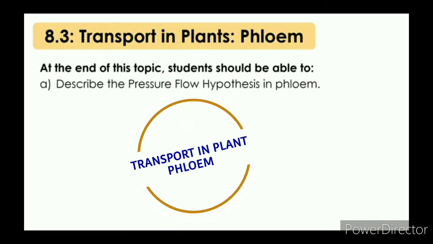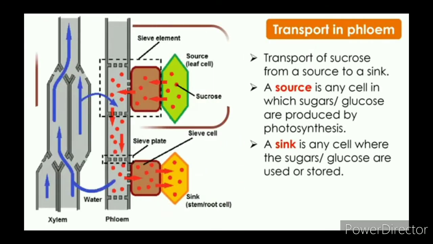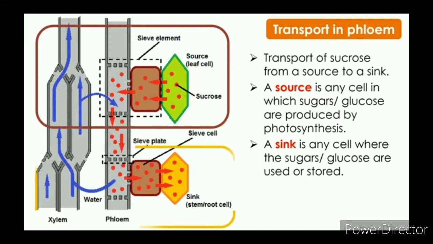One is the transport of the products of photosynthesis inside the phloem. The transport of sugar or sucrose is by the pressure flow hypothesis. Sugar is always transported in the plant in the form of sucrose. And the transport of sucrose is always from the source to the sink.